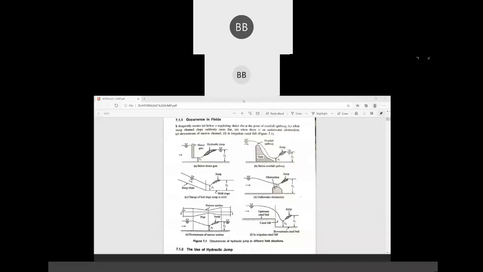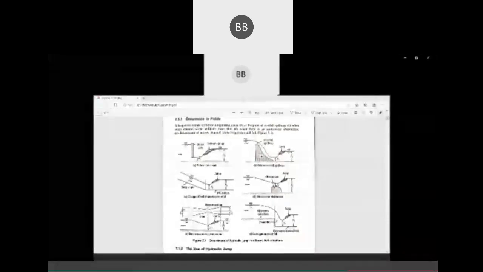But you see, the hydraulic jump, we sometimes create or sometimes it naturally occurs. So these are some examples of occurrence in the field of hydraulic jump. Suppose in the first case, in the first figure, there is a sluice gate. Once you open the sluice gate, it reduces the cross section, so the velocity is very high. Once it goes out and reaches a wider space, your depth of flow directly increases. Because of this sudden increase of depth of flow, a jump occurs.